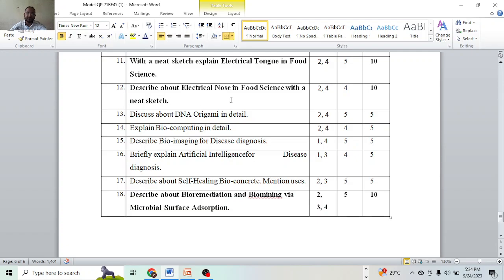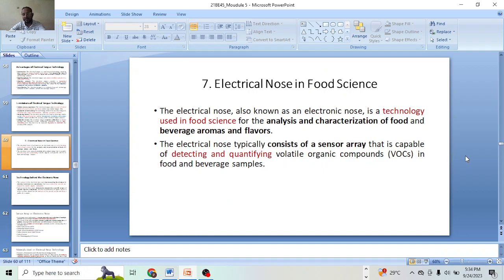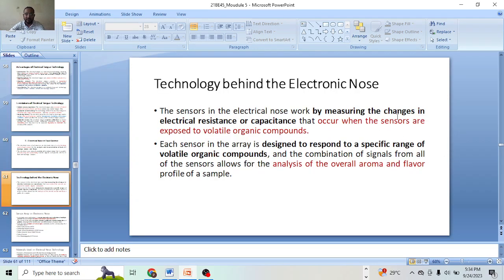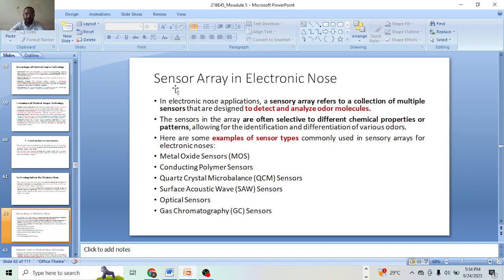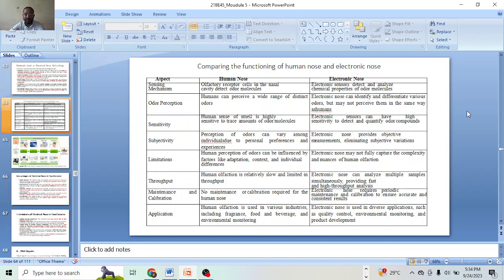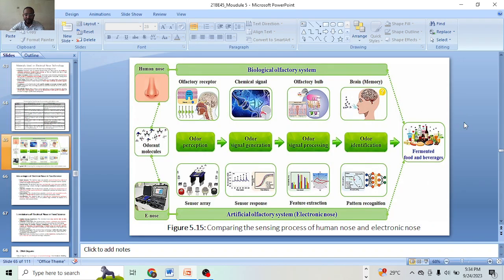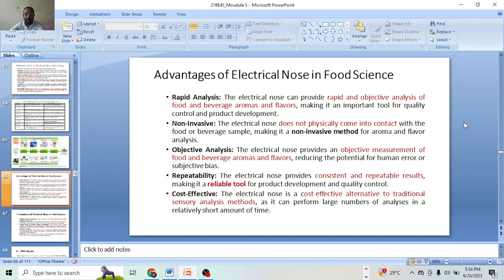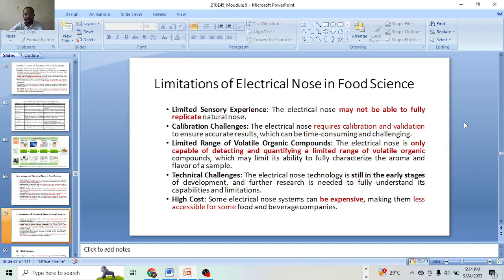Next, describe electrical nose in food science. Same thing goes as for the tongue. Here it is introduction 2 marks, technology behind 1 mark. Sensory array again 2 marks, so 4 marks over. Materials used 2 marks, 6 marks over. Next, comparing, 2 marks, any 4 points can be compared here, so 8 points over. Next, this diagram 1 mark, so that is 9. Advantages, limitations 1 mark.